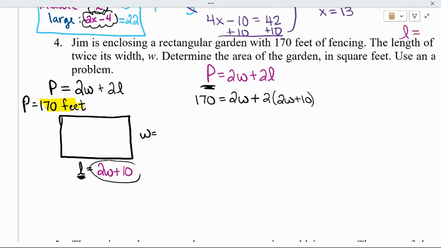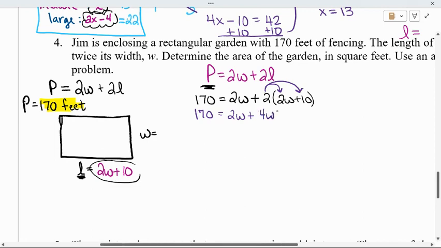So how are we gonna solve this? Distribute. Okay. So Jamari, when you distributed, what did you get? So 2 times 2W is 4W plus 20. 2 times 10 is 20. Good job. Can I combine any like terms, Braden? What is 2W plus 4W? So 170 equals 6W plus 20.